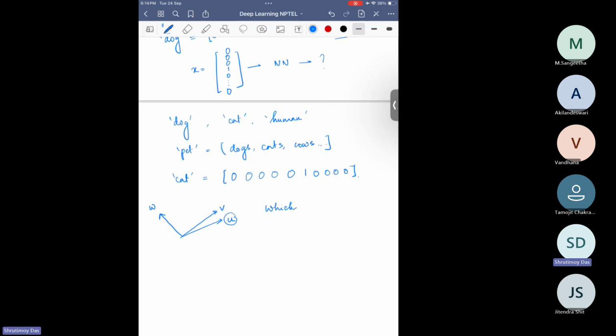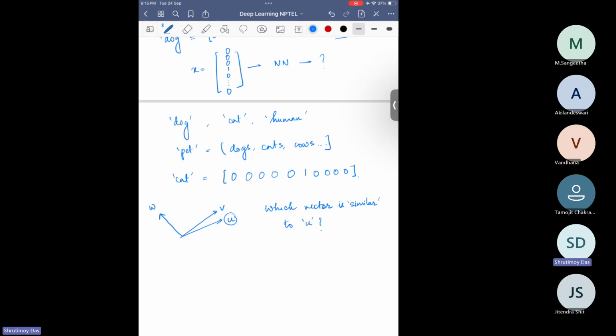The question is which is closer to u. Yeah, v is closer, right? We will calculate the cosine angle for this. Right, cosine similarity. Correct.